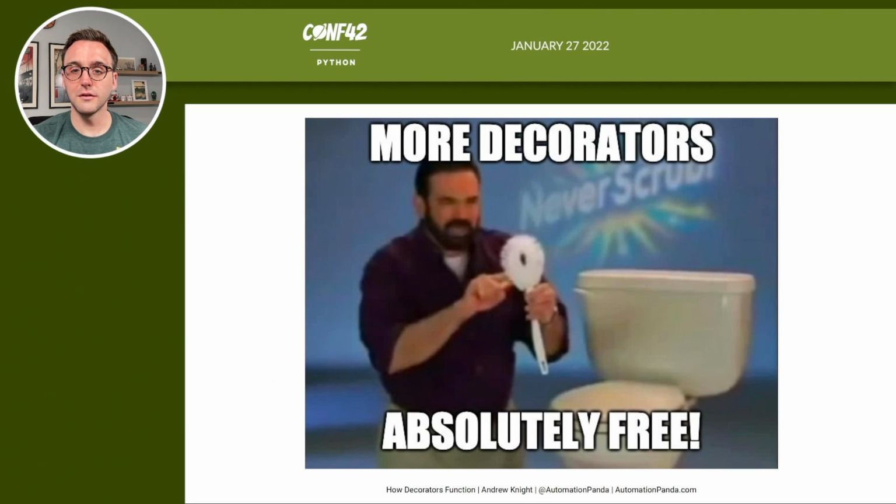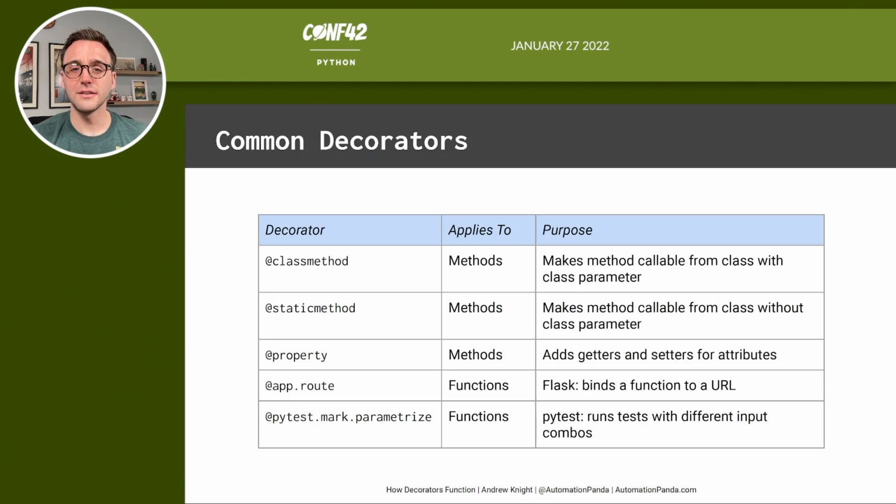Up to this point, we've covered how to write your own decorators. However, Python has several decorators available in the language and in various packages that you can use. Absolutely free. Decorators like class method, static method, and property can apply to methods in a class. Frameworks like Flask and PyTest have even more decorators. Let's take a closer look.